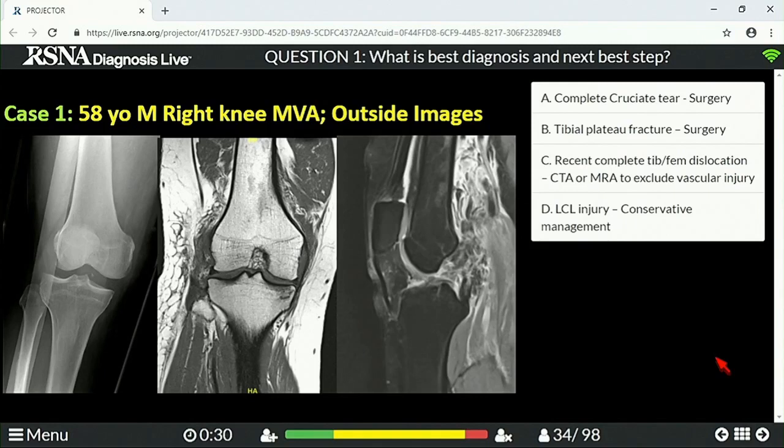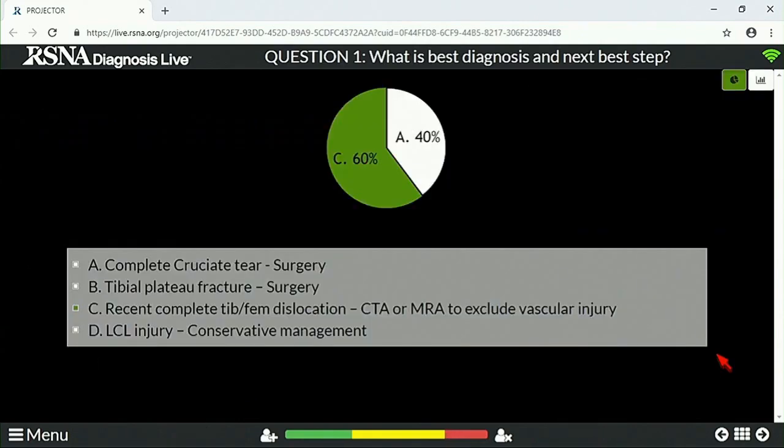I see the numbers ticking up there. Okay, let's have a look. So 60% of you saw this correctly. This is a recent complete tibiofibular dislocation, and you need CTA or MRA to exclude vascular injury.